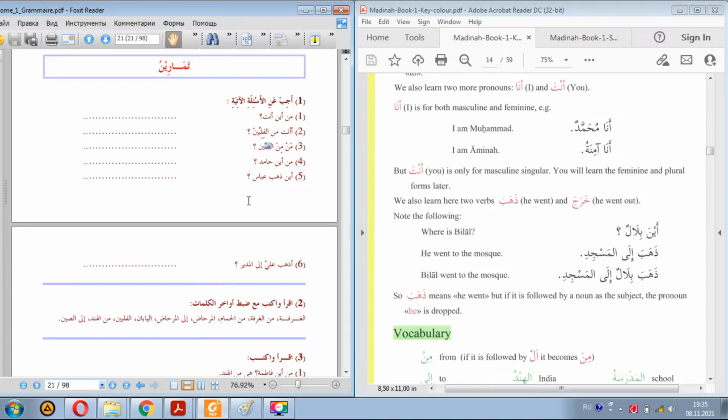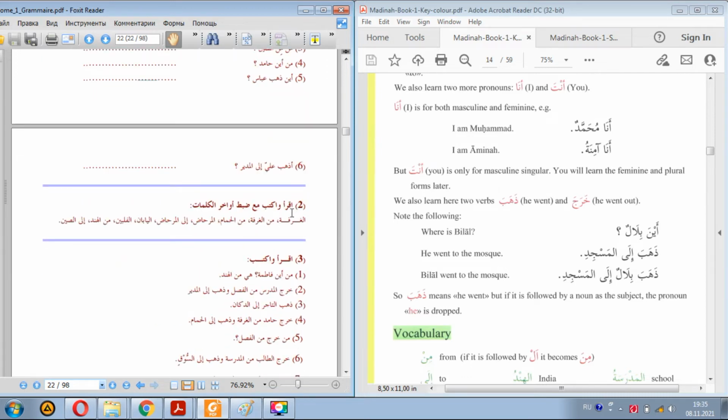Oh, subhanallah. أين ذهب عباس? Where did Abbas go? You can say ذهب إلى المسجد. He went to the mosque. أذهب علي إلى المدير? Did Ali go to the principal? And you can say نعم ذهب إلى المدير.